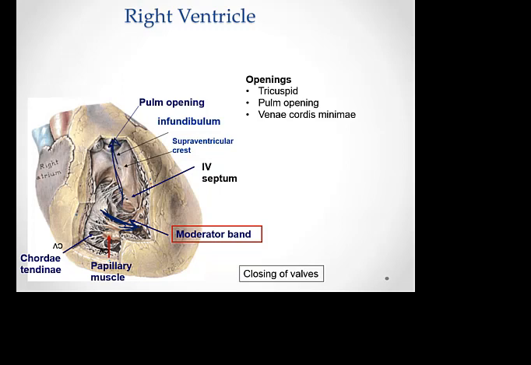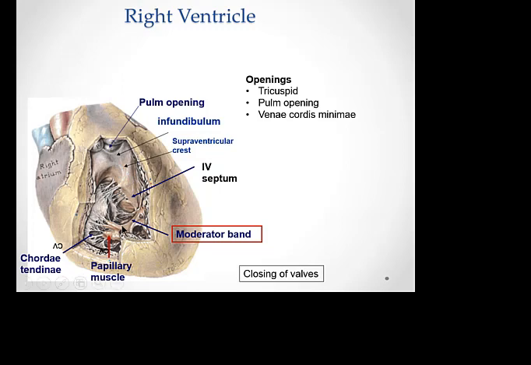So it will leave through the pulmonary opening, and this pulmonary opening is guarded by a valve which at this point is closed. See, notice this is the valve which is closed. So this is the pulmonary valve which guards the opening, and this goes into the pulmonary artery. So this part here is the pulmonary artery. So that's a second opening. And then, as I said, venae cordis minimi are present in all chambers. You don't see them, but they are present. So you'd see these tiny venae cordis minimi.